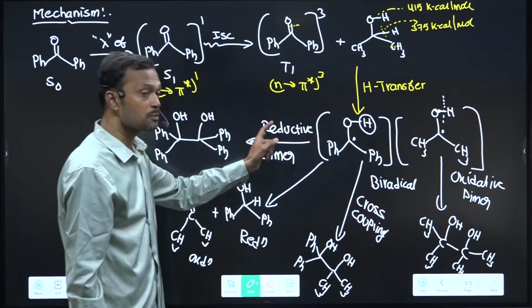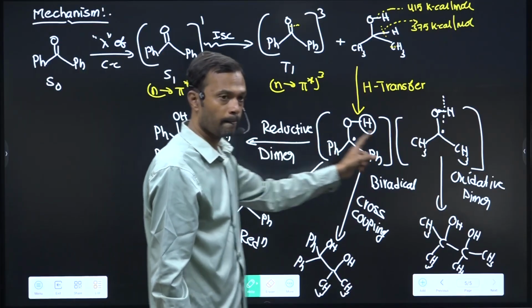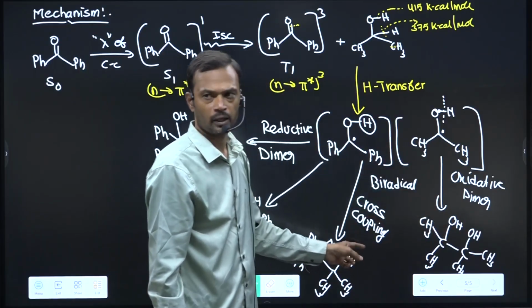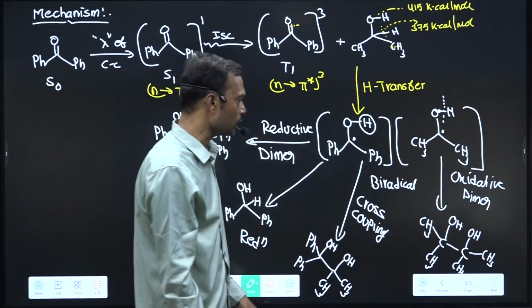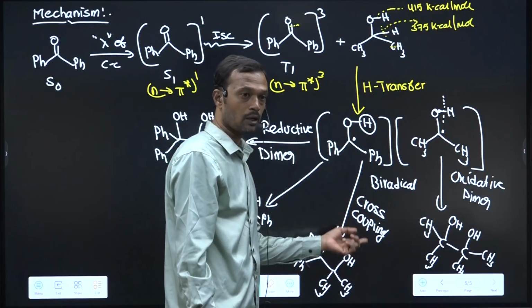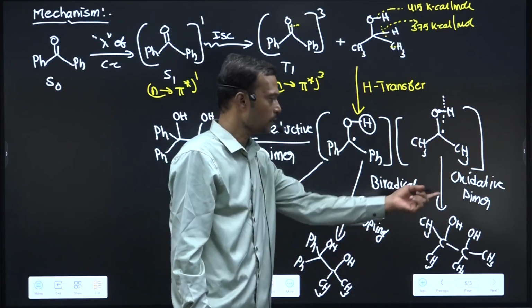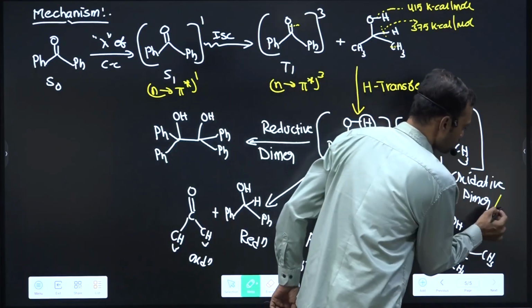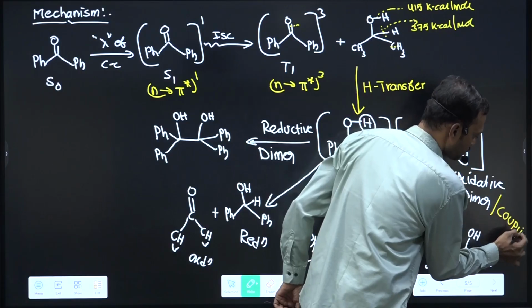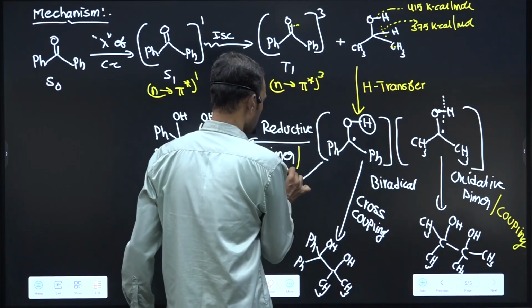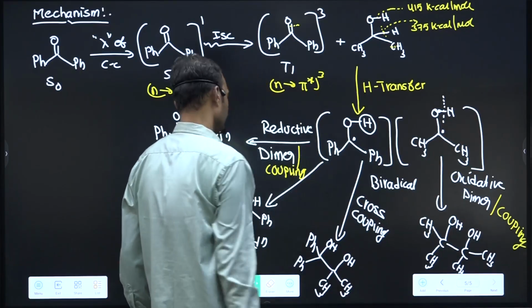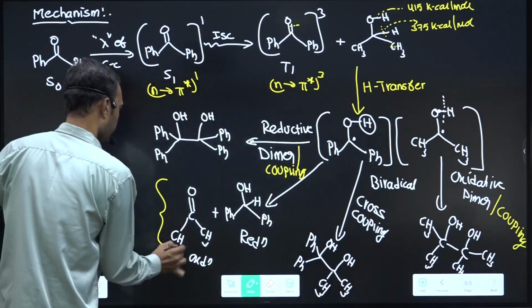These are the key points. Names are very, very important. Reductive coupling, oxidative coupling, redox coupling. Otherwise you can write dimer. Dimer means same molecule you can write. Better you write coupling, cross coupling or redox coupling. In place of dimer also use coupling reaction. They are coupling with each other. Write down.